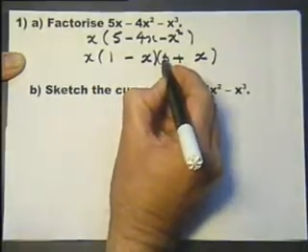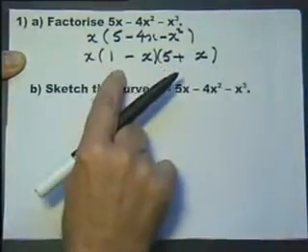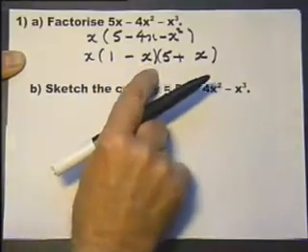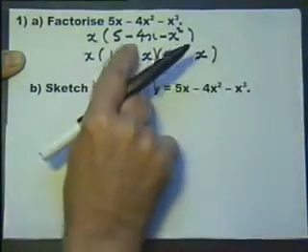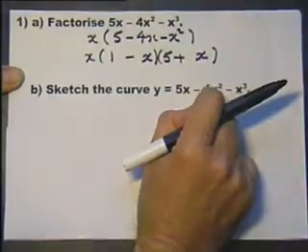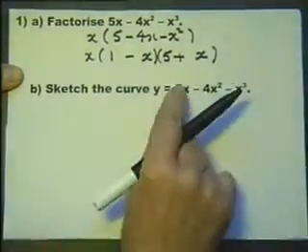Whatever you do, check back. That's 1 times 5. Great. Minus 5x and plus 1x gives me that. That's the business. Part B, sketch the curve of y equals this.